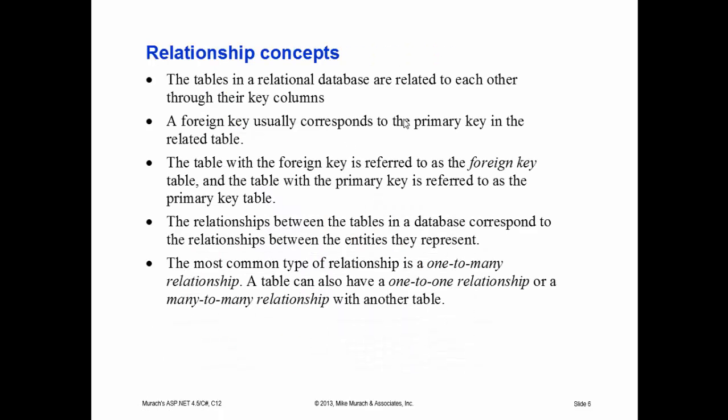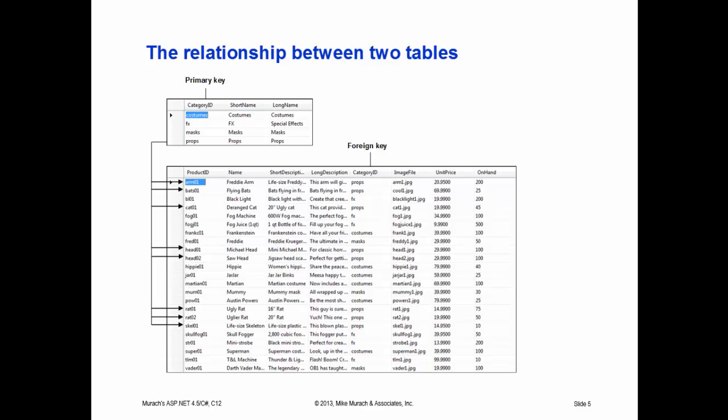So some more concepts. I mentioned that the tables are generally related to each other through their key columns. You can have a foreign key that usually corresponds to a primary key in the related table. The last point there mentions that there's different types of relationships you can have. Probably the most common one is a one-to-many relationship, and that's what we saw, if I back up a second. So there's one entry for a category, and it has many related rows in this product table. So that's a one-to-many relationship.